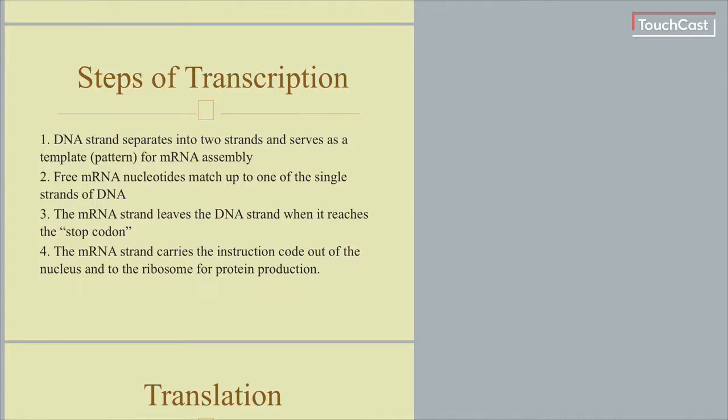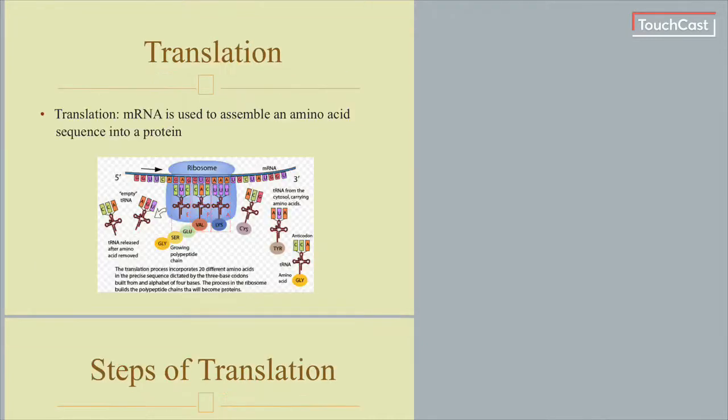The DNA strand separates into 2 strands and serves as a template for the mRNA assembly. Free mRNA nucleotides match up with one of the single strands of DNA. The mRNA strand then leaves the DNA strand when it reaches a stop codon. And then the mRNA strand carries the instruction code out of the nucleus into the ribosome for protein synthesis.